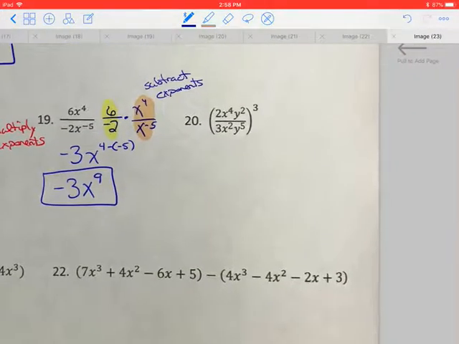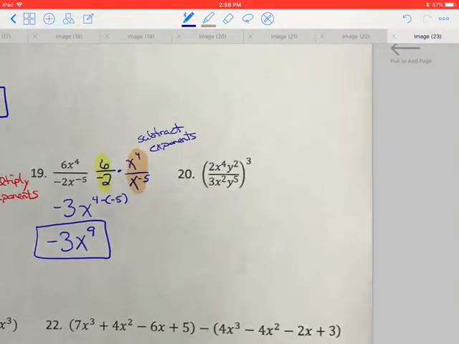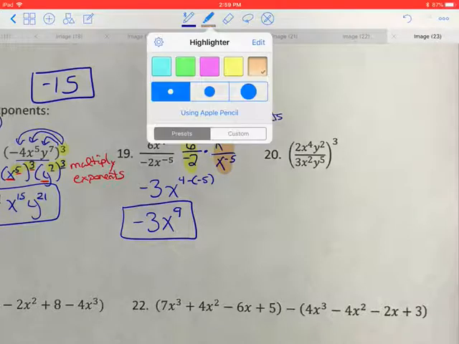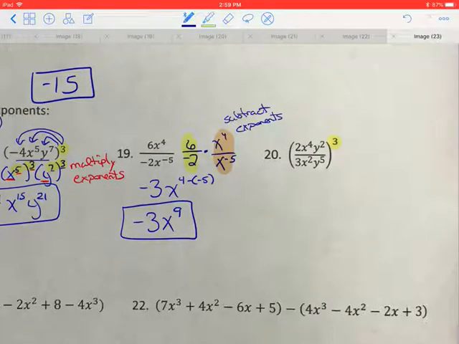All right, so number 20 is definitely our trickiest, and I may run out of room here. I may have to go up to the top a little bit. So just like I saw on number 18, I have this exponent on the outside. I don't see any plus or minus signs in there, so what that means is everything in here gets raised to the 3rd power. So I'm going to take a second to write out that step. So 2 gets raised to the 3rd power, x to the 4th gets raised to the 3rd power, y squared gets raised to the 3rd power.